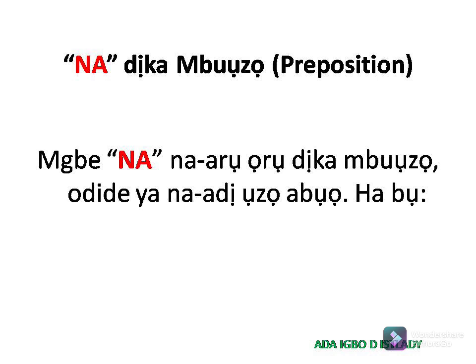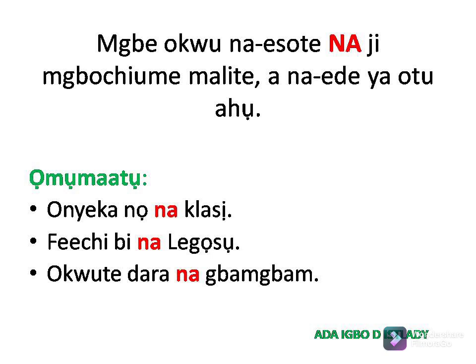We'll look at the first one, when na is functioning as preposition. Mgbe na-arụ ọrụ dịka mbuzo. We have two ways of writing it. The first one is when the word after na begins with a consonant. Ya bụ mgbe mkpụrụ okwu na-esota na ji mgbochi ume wee malite. Kedu ka si ede ya? A ga-ede na otu ahụ. The word na will be written that way.